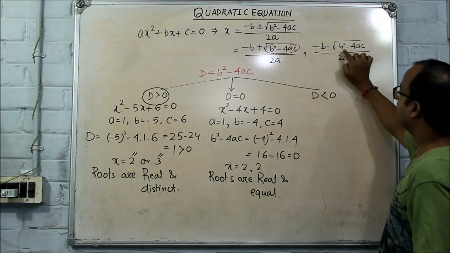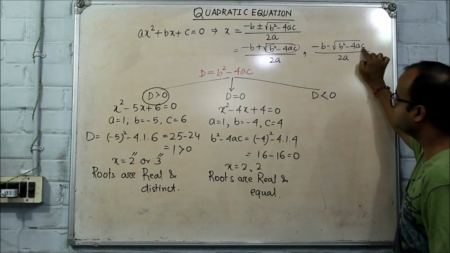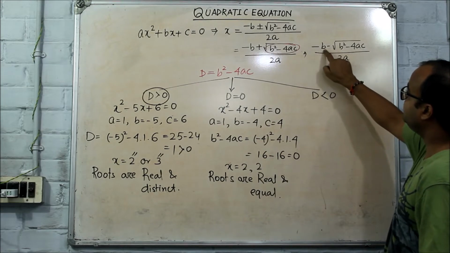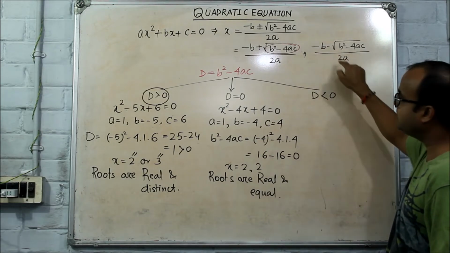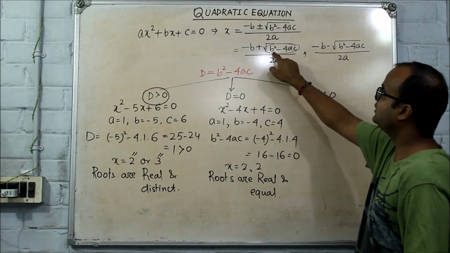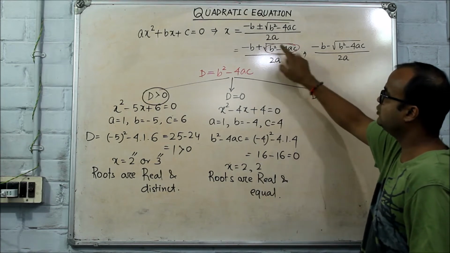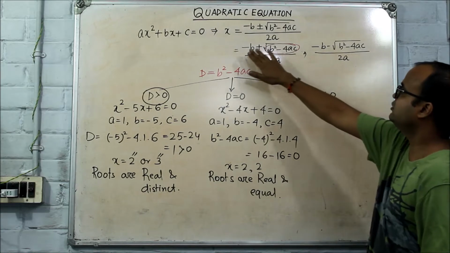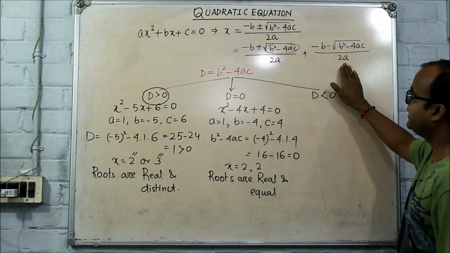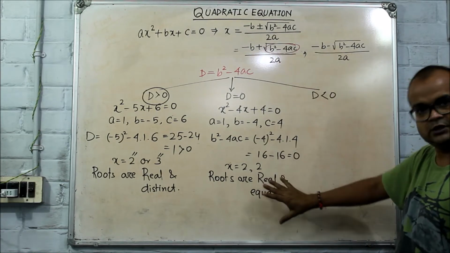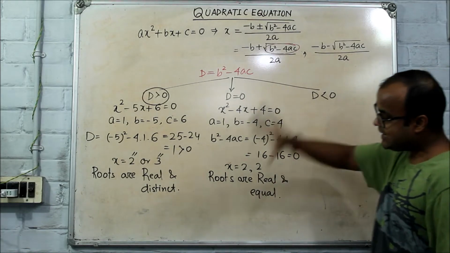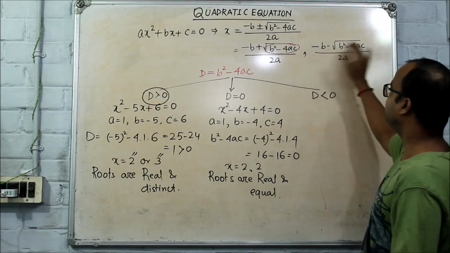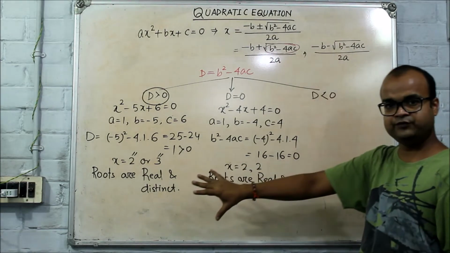Now if this term b square minus 4ac becomes 0, then minus b minus 0, that is minus b by 2a, and if you substitute b square minus 4ac as 0, then you will get minus b plus 0, that is minus b by 2a. So minus b by 2a and minus b by 2a are the two roots. Am I clear to everyone? And if you substitute this one, plus of something and minus of something will give two different roots.